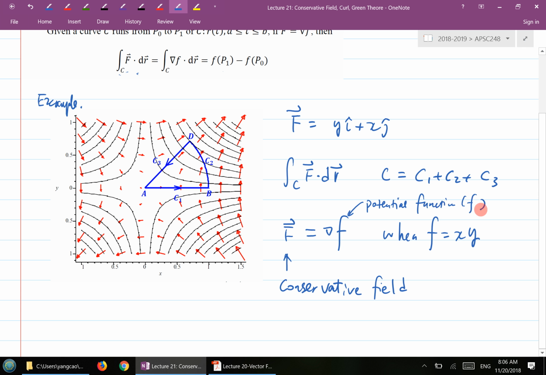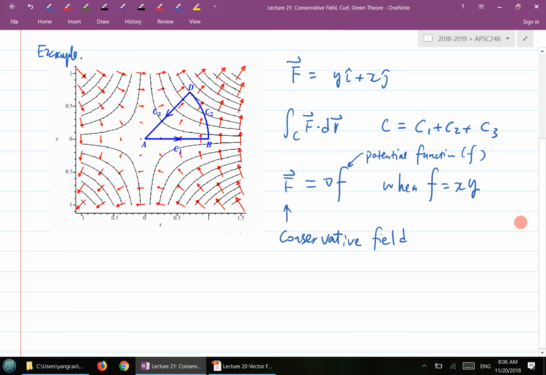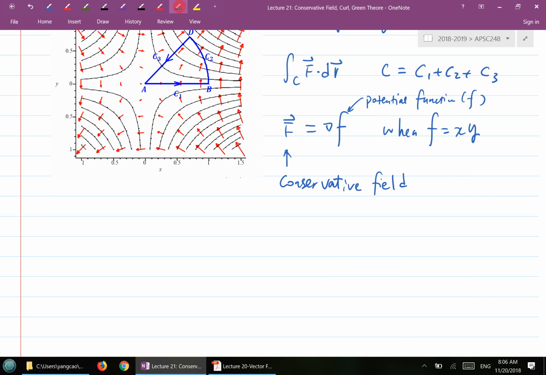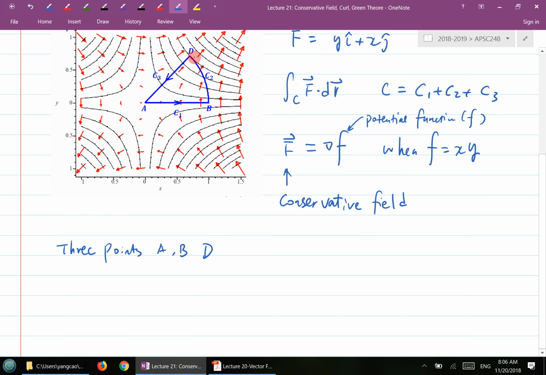Okay, so this is the point here. I think in this week's tutorial, you'll have an exercise to go through each segment of the curve by direct calculation. But I want to show you how to use the fundamental theorem of calculus for this one here. So we have basically 3 points: A, B, and D. Okay, so that's 3 vertices here.